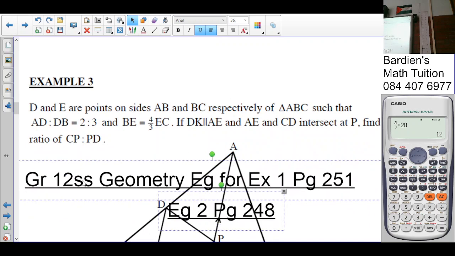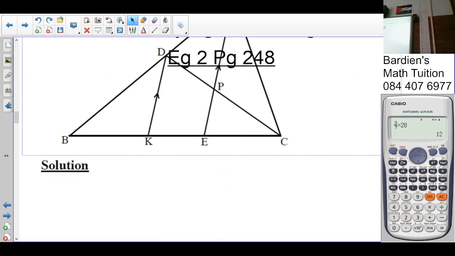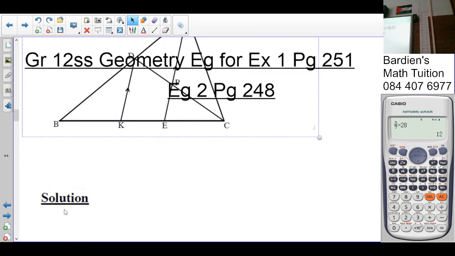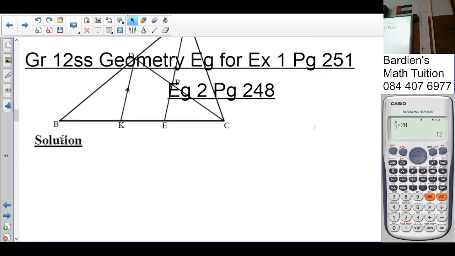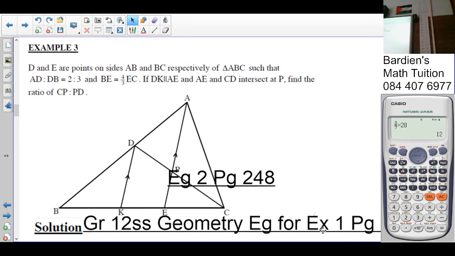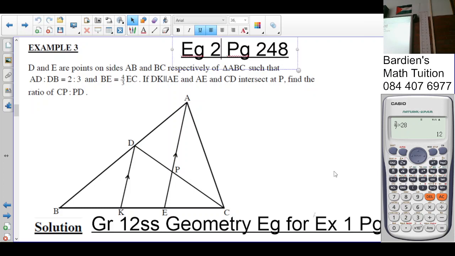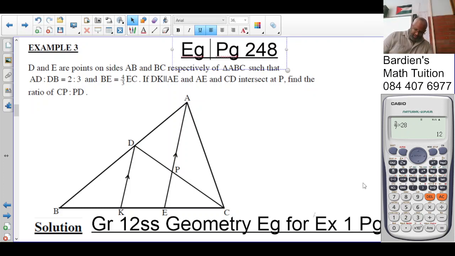Right, let's look at example 3. If the electricity goes out before we complete the sum, I will redo it in the next video, the next time I see you guys. So let's look at this one quickly. This is example 3 on page 249.